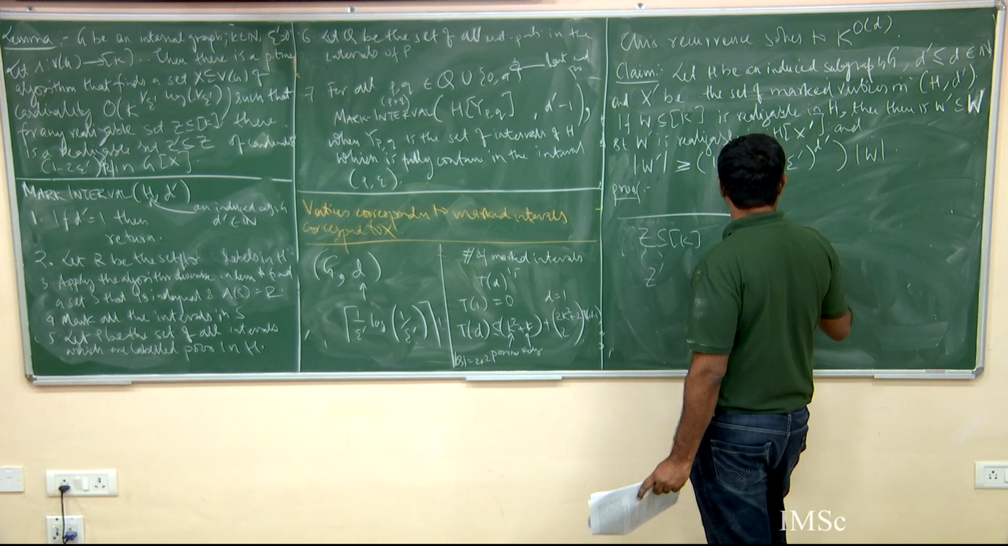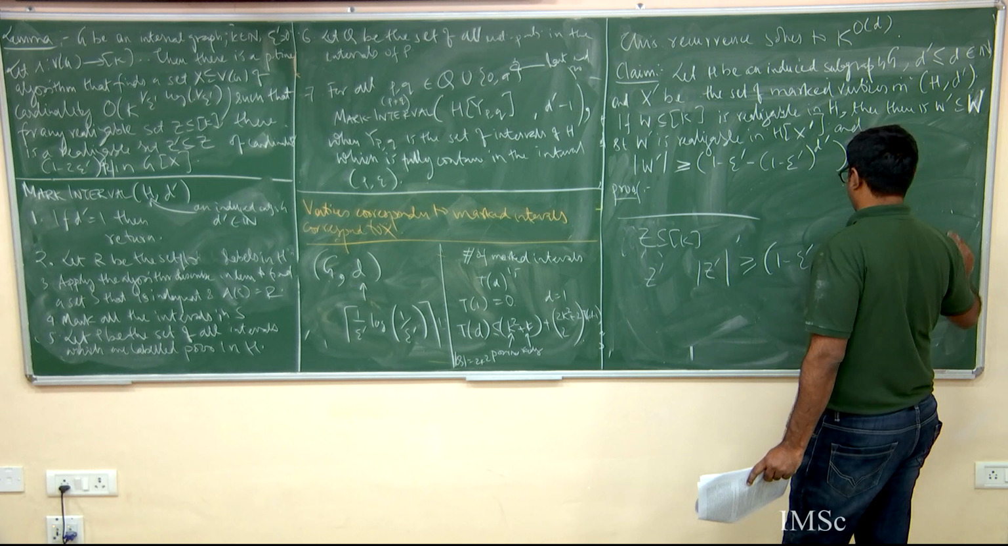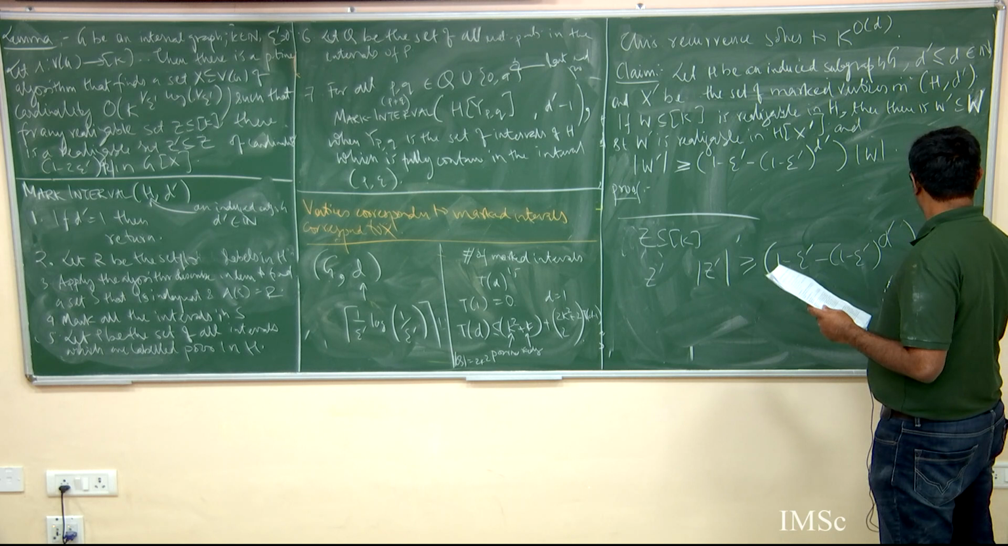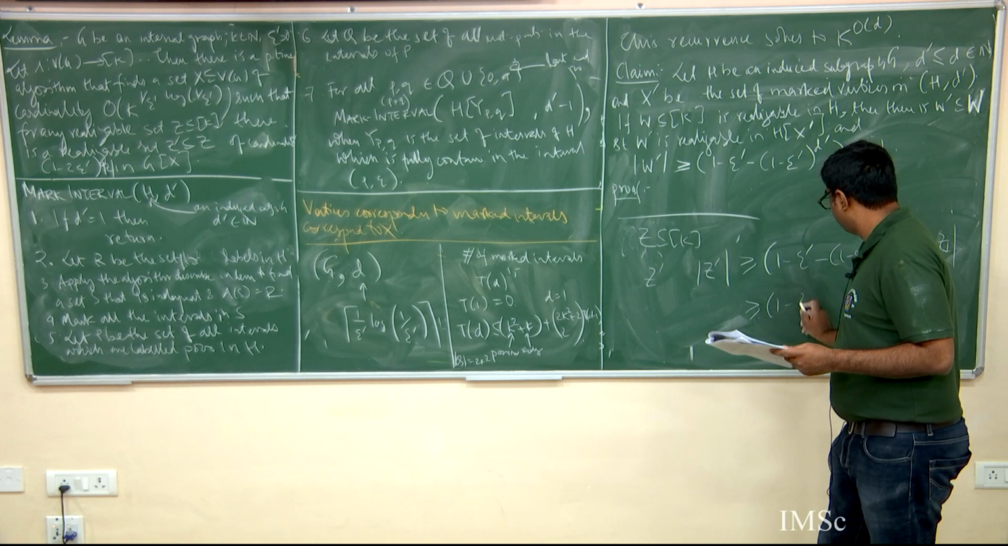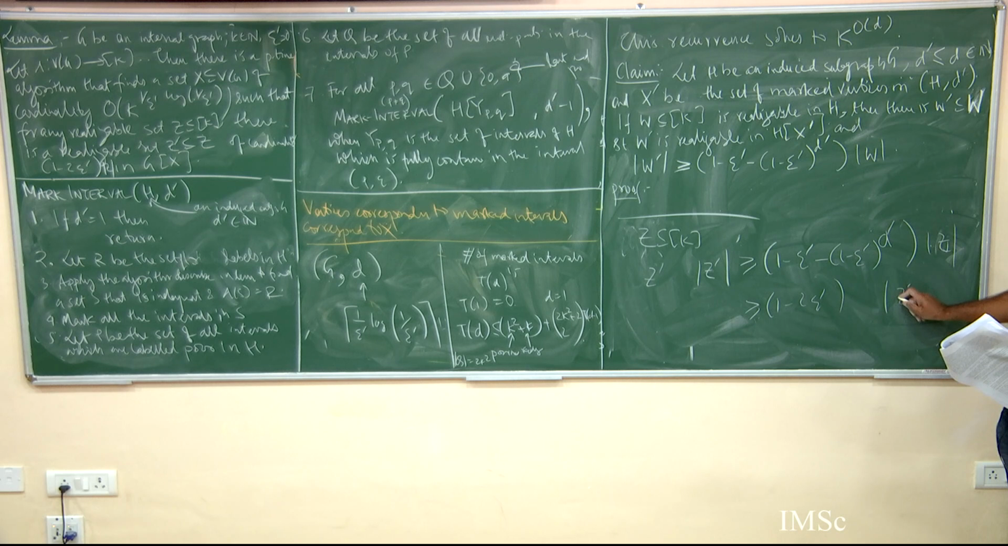1 minus epsilon prime minus 1 minus epsilon prime D prime, times the cardinality of Z, right? This is it. And you can show, I'm not going to do this, that this is nothing but greater than or equal to 1 minus 2 epsilon prime. If you do the maths, this is what it is. You see what you have to show.